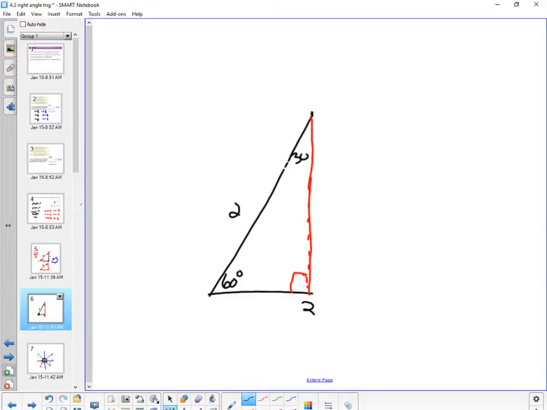And this base used to be 2 units long, right? But if I cut it in half, now it is 1. And there's your 30, 60, 90. I got 1, 2. And if you use Pythagorean theorem, what's the other side? It's going to be radical 3. Okay?